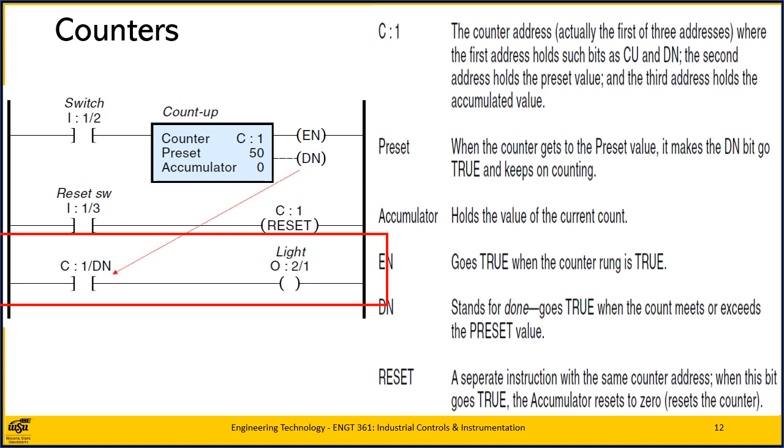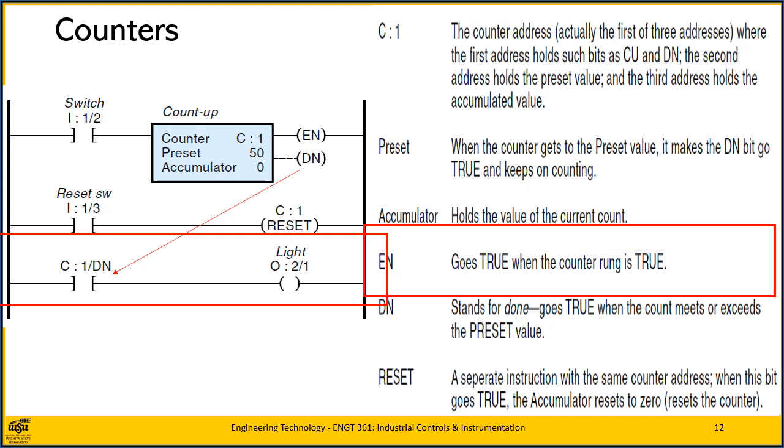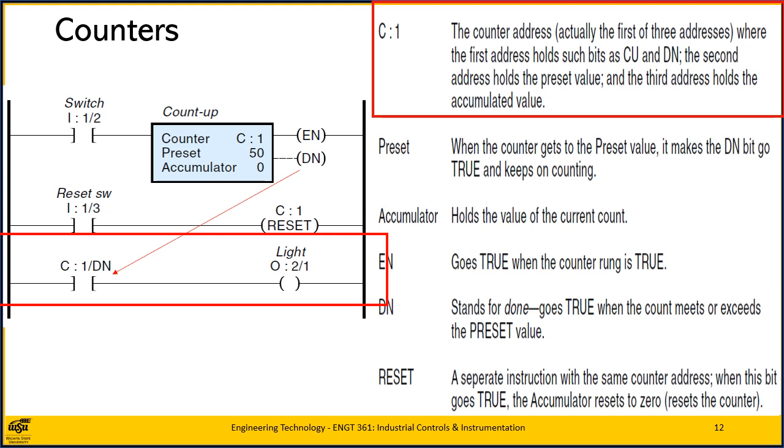The third rung uses the DN or done bit from the counter to turn on a light when the counter gets to 50 or higher. The accumulator holds the value of the count. And EN, like for the timer, is true when the counter rung is true. The counter address is used to identify the counter.